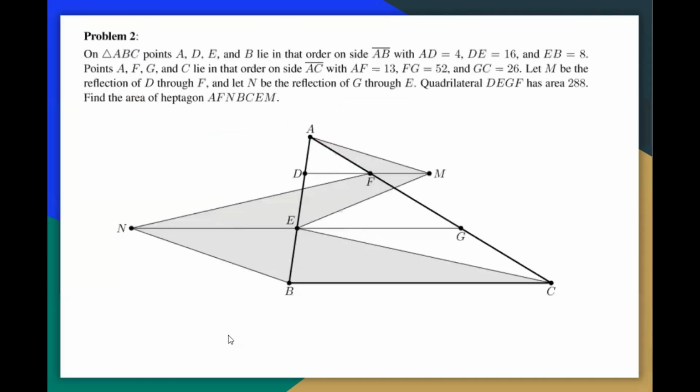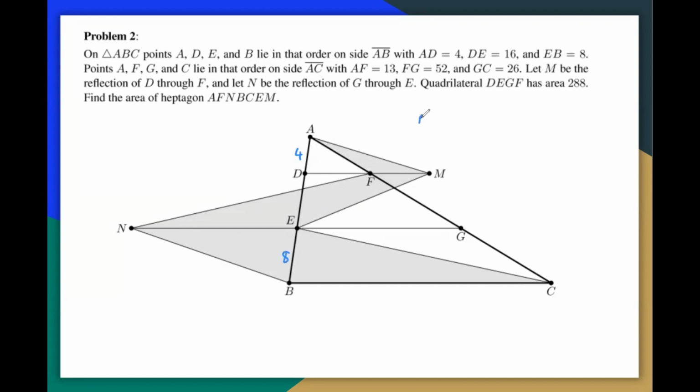So the second question is, we have an interesting figure. And the problem says, let me highlight some of the things. A, B, D, E are lying on side AB, which is right here, and then these also on the other side. So AD is 4, so let's write that. And then DE is 16, so this piece is 16. And then EB is 8, so that should be 8.